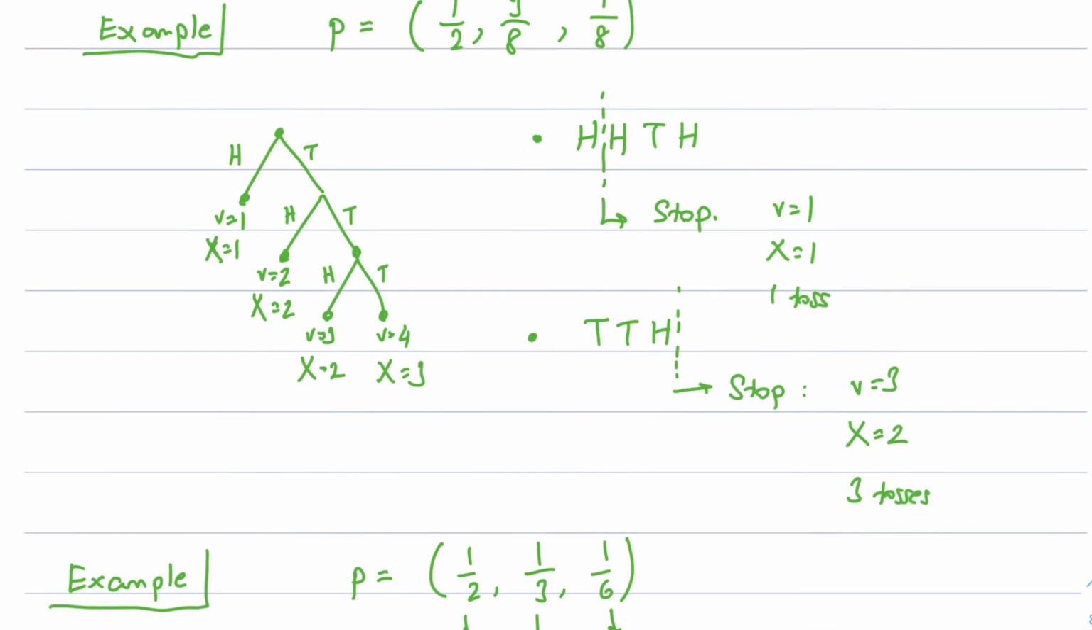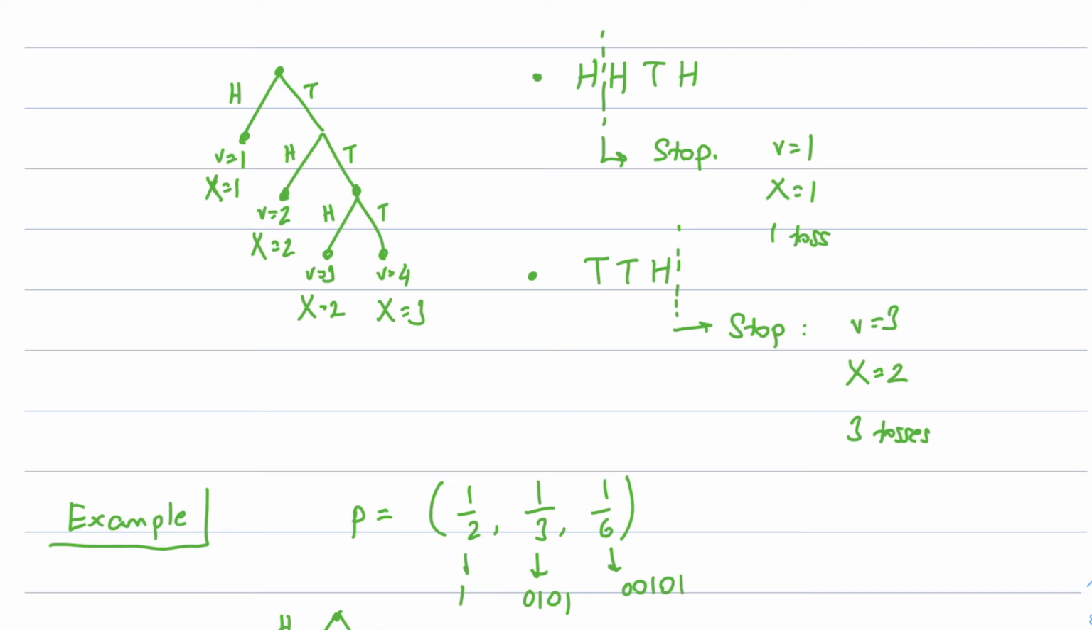In the second random coin tossing, let's say that we have TTH, and TTH stops at the leaf v equals 3 and it is assigned to x equals 2. So if this happens, we declare x is equal to 2. And because the random tosses are random, the outcome is also random. So this is also what we are looking for.